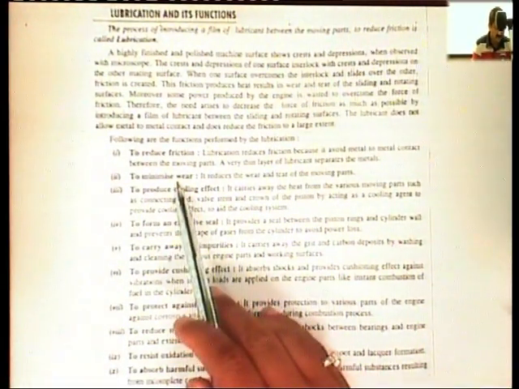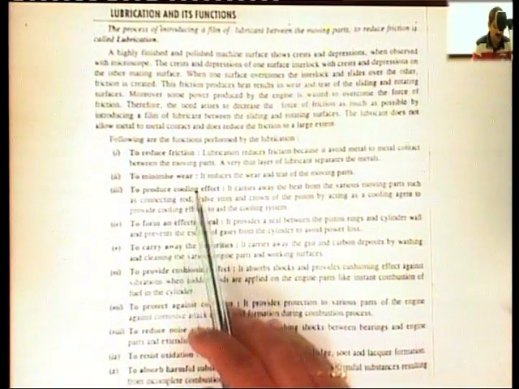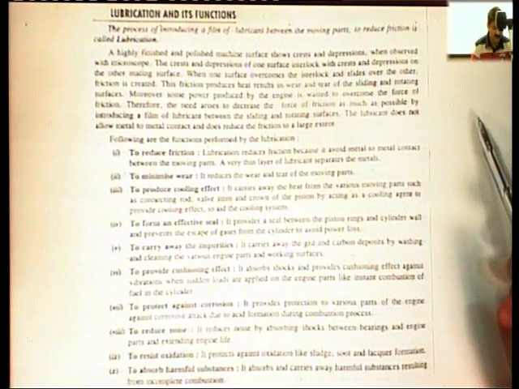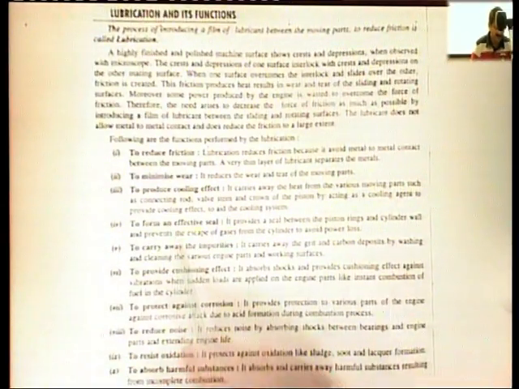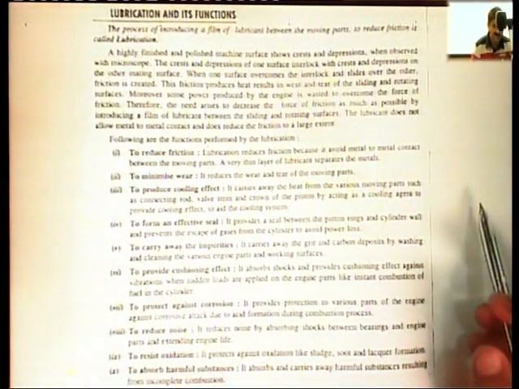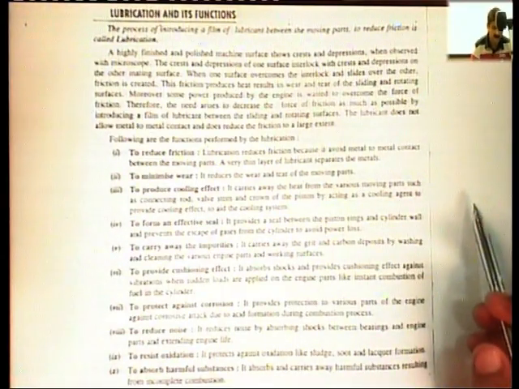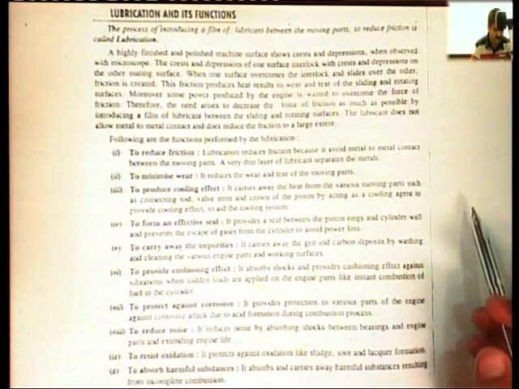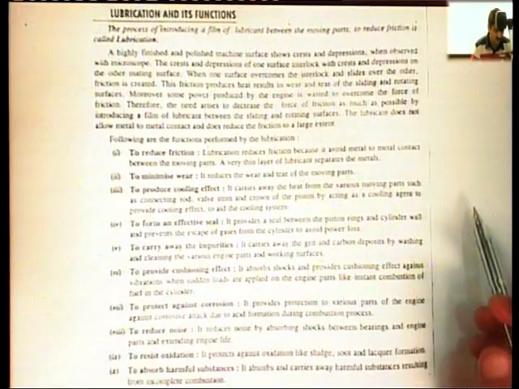to minimize the wear, to produce the cooling effect. When the lubricant is introduced between the mating parts, it takes away some of the heat produced due to the movement of the parts, and that thus provides the cooling effect. And next is to provide an effective seal in case of piston cylinder arrangement. The lubricant fills between the piston rings and the cylinder liner and provides an effective seal during the expansion stroke.